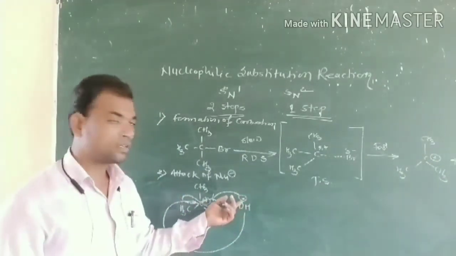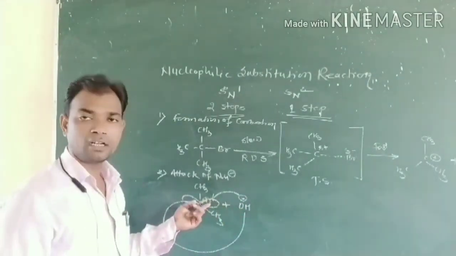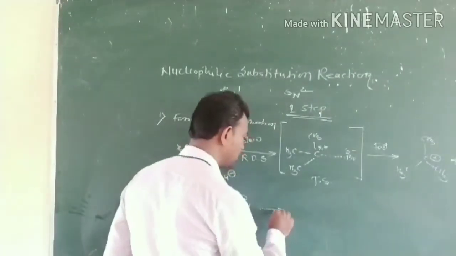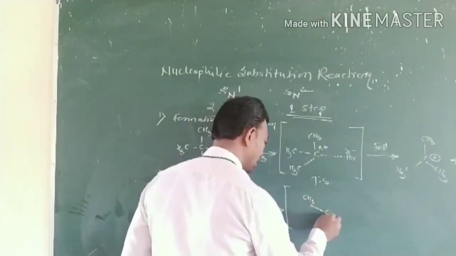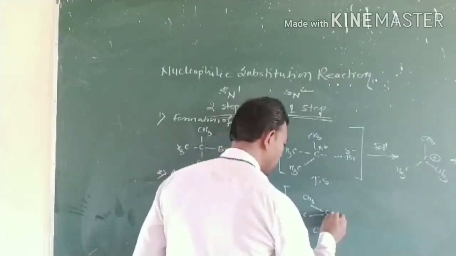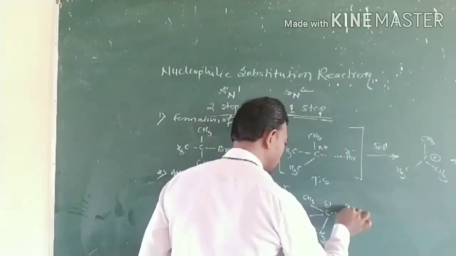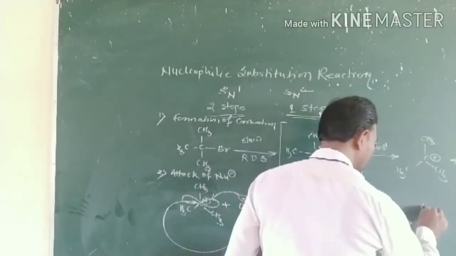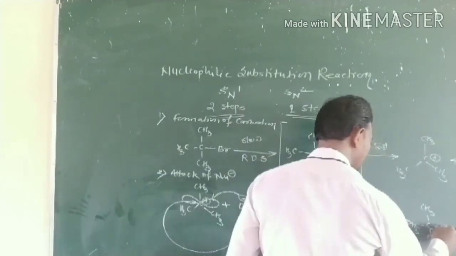so the lone pair of electrons of the nucleophile can be donated to the p orbital from above the plane or from below the plane. And finally, it forms the second transition state, where the bond between carbon and hydroxyl starts to form, and finally that gets converted into the main product, that is CH3 C, CH3 here, CH3 here, OH.